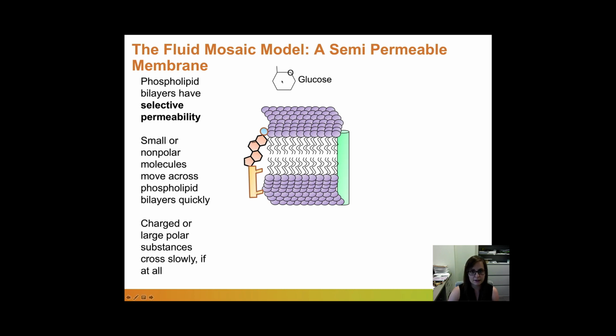Glucose is a medium-sized polar molecule, because there's an oxygen here and there's some hydroxyl groups in the glucose. Now again, the polar parts don't really want to interact with the hydrophobic region, so this is going to slow its movement down through the membrane. So it's going to kind of bounce and then maybe eventually go through. Glucose will go through at a slower rate.